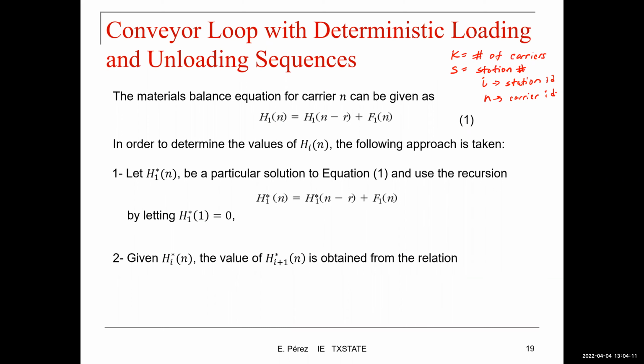In order for us to start computing these numbers, we have to start somewhere. Most of the time when you have this iterative process, you start by assuming that your first value is 0, because you start with an empty system. That's what we are doing here. We are assuming that we start with an empty system and then the loading and unloading is going to start happening. So after passing station 1, carrier 1 has an amount of material equal to 0. And then, assuming that we start with the empty system, we can start computing the rest of them. That's what we're going to start doing now.